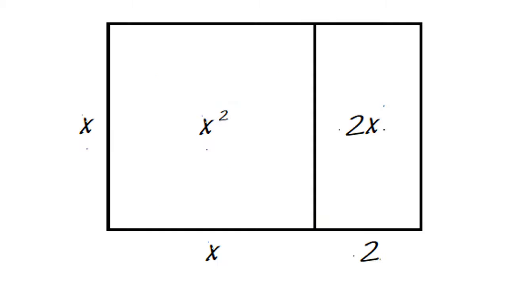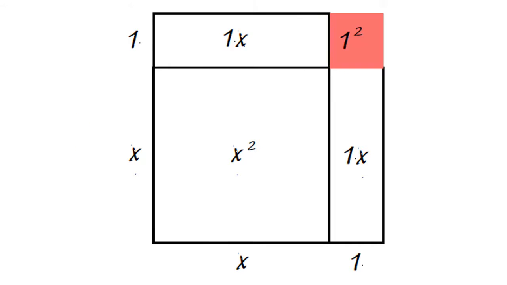This diagram represents x squared plus 2x as the area of a rectangle. One side has a width of x, and the other has a length of x plus 2. We've divided the rectangle so that it consists of a square and a smaller rectangle. Next, we slice the smaller rectangle, the one with the area of 2x, down the center. We move half of the rectangle to the top of the diagram.